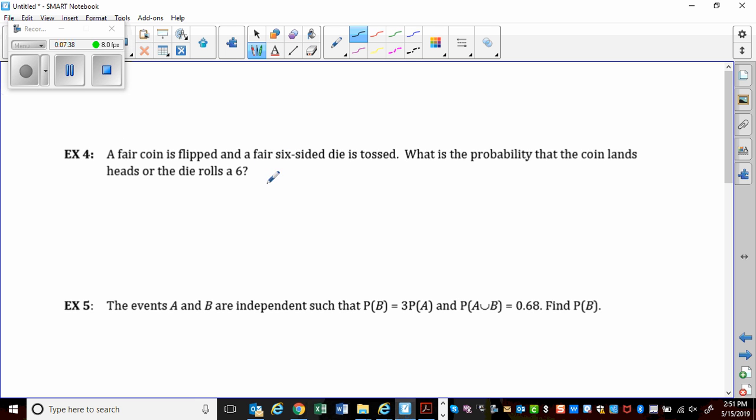This is what we would say is an independent event. A fair coin is flipped and a fair six-sided die is tossed. One does not have to do with another. What is the probability that the coin lands heads or the die rolls a 6? So these are independent events.